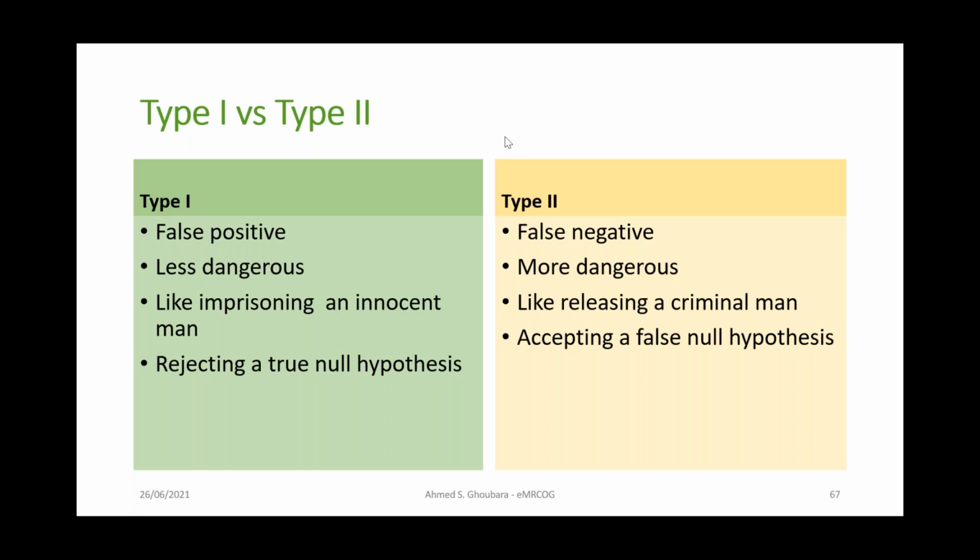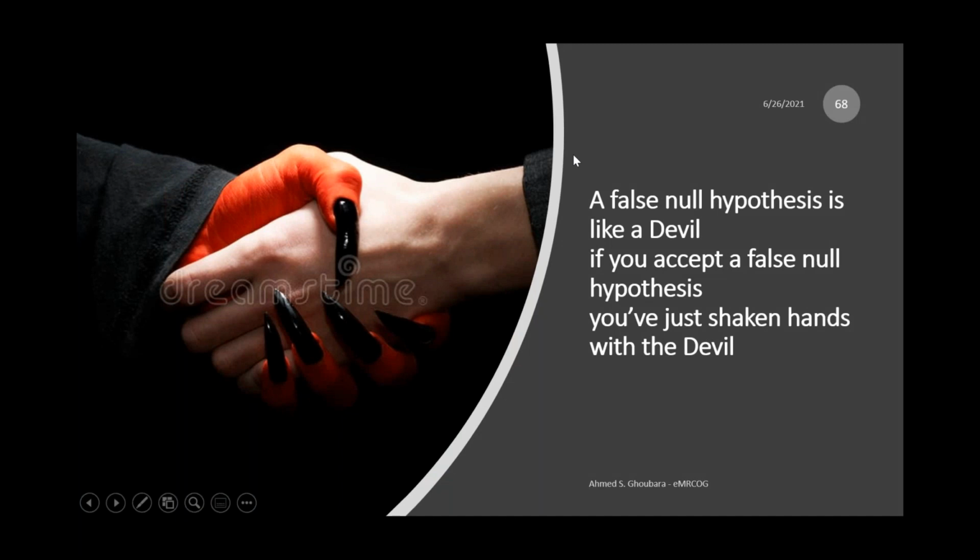Okay, which one is more dangerous, type 2 or type 1? Type 2. Type 2 is much more dangerous. I told you, it's like releasing a criminal into the street. Take a look at that. This will save your life in your exam, because in the exam you'll never be able to remember all the details. A false null hypothesis is like a devil. If you accept a false null hypothesis, you're just shaking hands with the devil. That's very dangerous. This will remind you in the exam that if you accept a false null hypothesis, you did type 2.